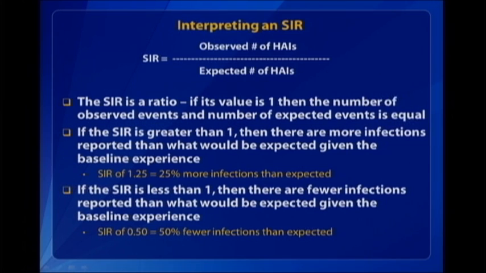So as its name implies, the SIR is a ratio. If the SIR is greater than 1, then we take that as saying we have observed, or we reported, more infections than what we would expect given the baseline experience. So if we have an SIR of 1.25, that means we have 25% more infections than expected or predicted. On the flip side, if we have an SIR less than 1, then we have fewer infections than expected, right? So that's good. We want to get those SIRs under 1. And if we had an SIR of 0.5, we would interpret that as 50% fewer infections than expected.